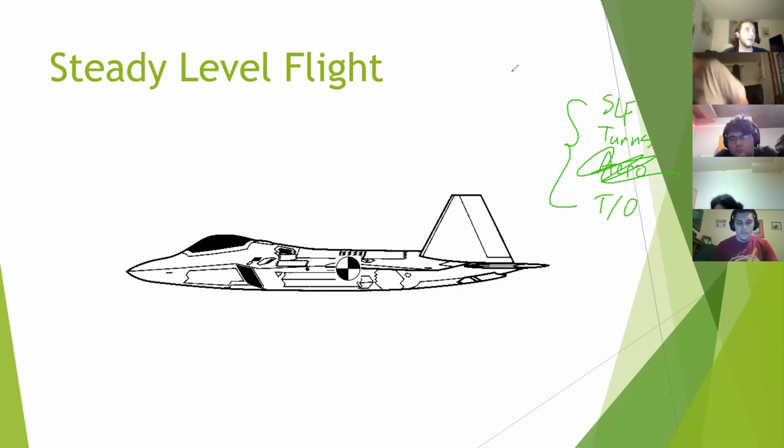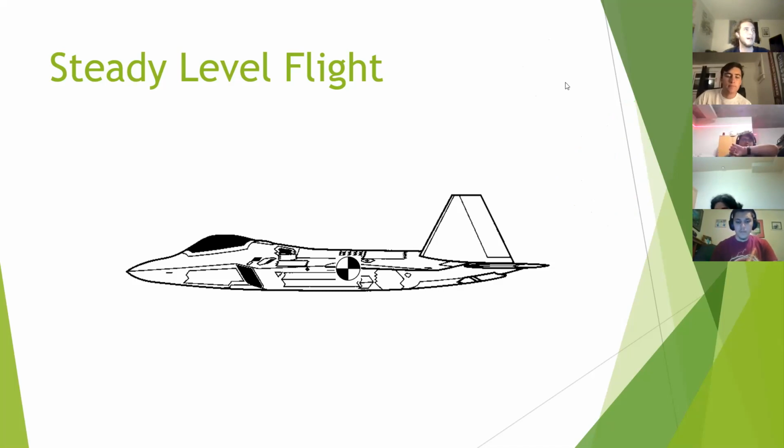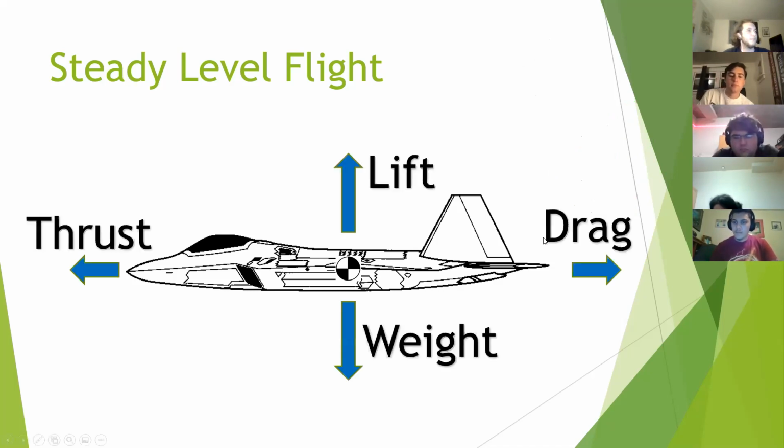The easiest to deal with is steady level flight because it's got a very nice free body diagram. Lift is weight, thrust is drag. Does anyone know the lift equation? I feel like I've learned it in 215. I just have it in my notes, but I don't know it off the top of my head. Well, by the end of this, you will. It's half rho S, density, V squared, coefficient of lift, right?